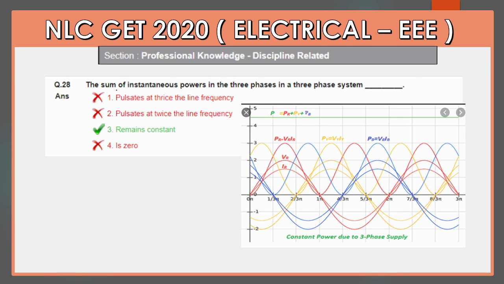Next question, the sum of instantaneous powers in the three phases of a three-phase system is dash. Options are these. So we know that the instantaneous power is always the same in the three phase. The sum of instantaneous power always remains constant. You can see in the figure it is written constant power due to three phase supply, P is equal to PR plus PY plus PB. So the answer is the third option.